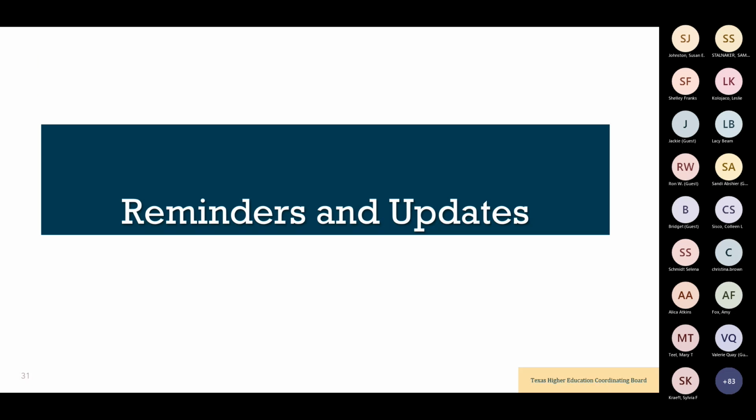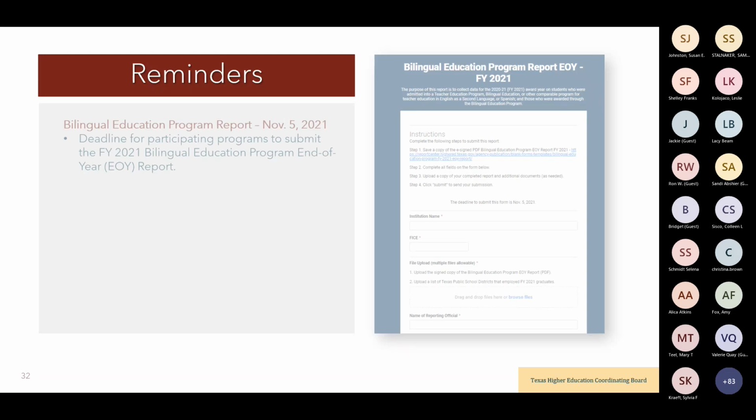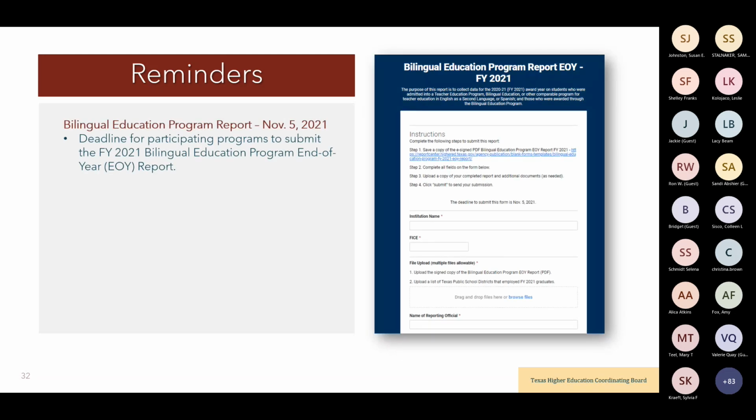Reminders and updates. So the bilingual education report, we finally got out the door and it's ready for y'all. So this only applies to 7 schools, but the deadline was extended to November 5th because of our release date. So that's your end of year report. We send it out to those schools. You'll need to submit it.